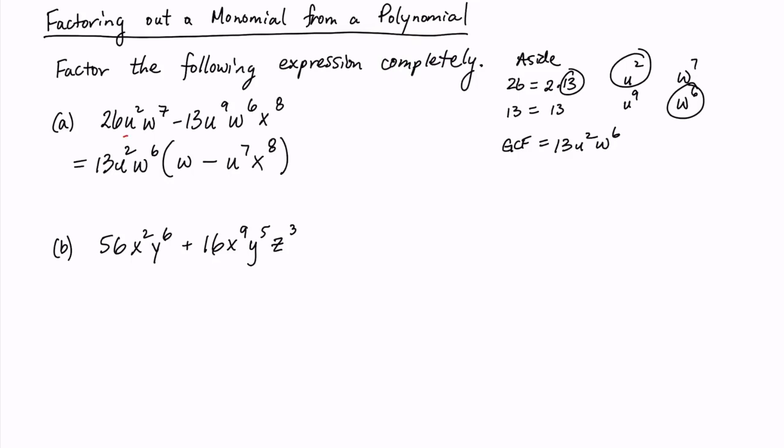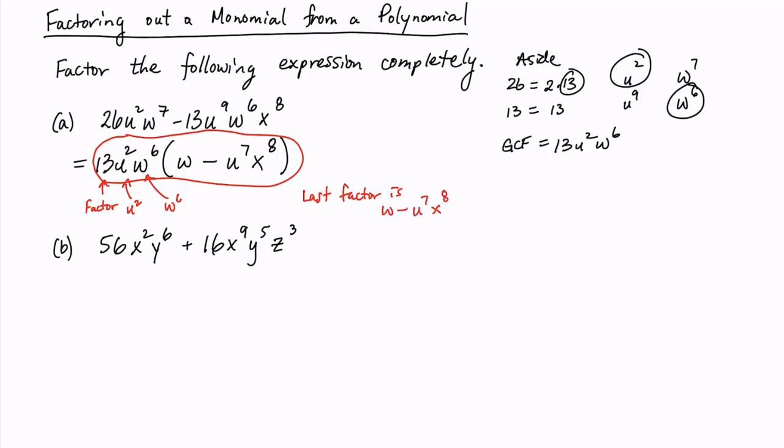So how many factors do we have here? We actually have 4 factors, or at least 4 factors. 13 is a factor. U squared is another factor. W to the 6 is another factor. And then the last factor is w minus u to the 7th, x to the 8th. So there's really 4 factors here. That's what we mean by factor completely. You should be able to count your factors, and see at least 4 factors here.